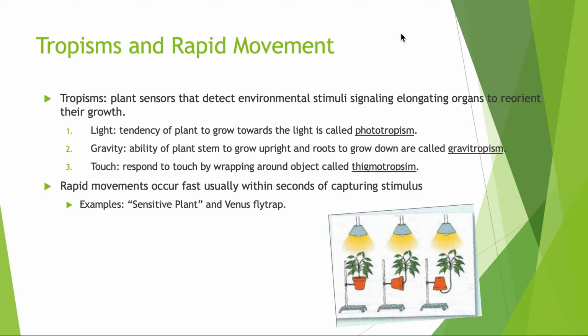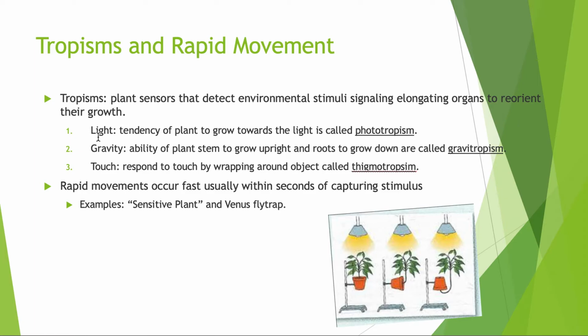But let's talk about these tropisms and rapid movements. First, I do want to talk about the tropisms. Like I said, there's 3, and really a tropism is a plant sensor that's going to detect environmental stimuli, signaling elongating organs to reorient their growth. So that's a lot of scientific words for all this is saying is that it's going to dictate how a plant grows. So light, gravity, and touch, those are 3 tropisms that auxin are all related to, and it's going to dictate how a plant is going to grow for the most part.